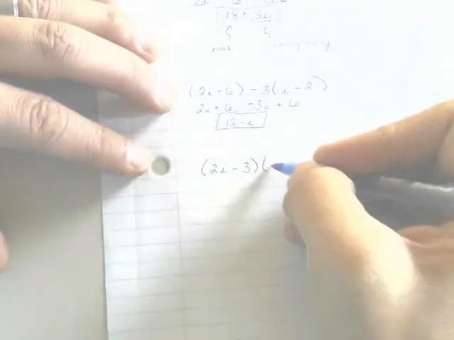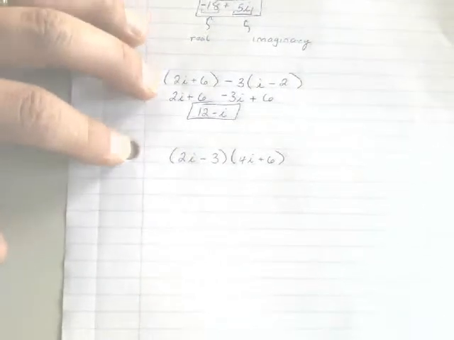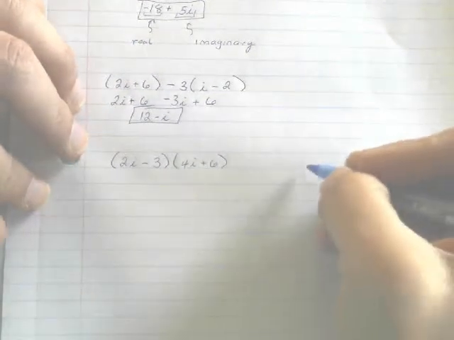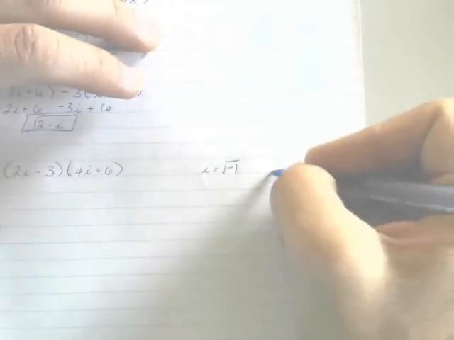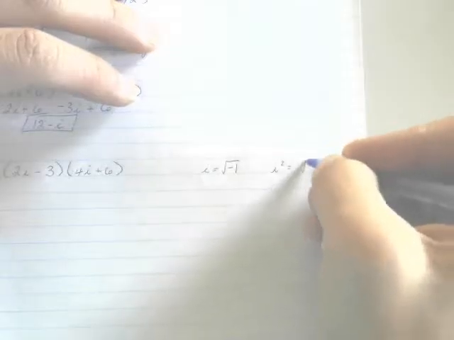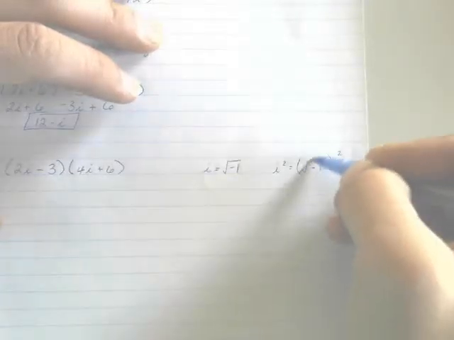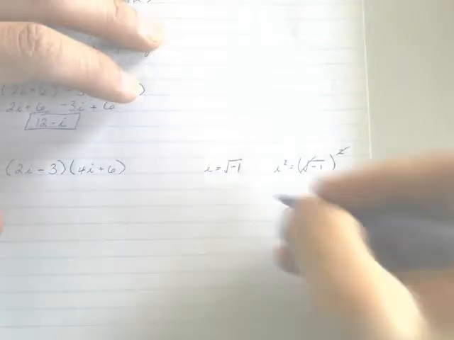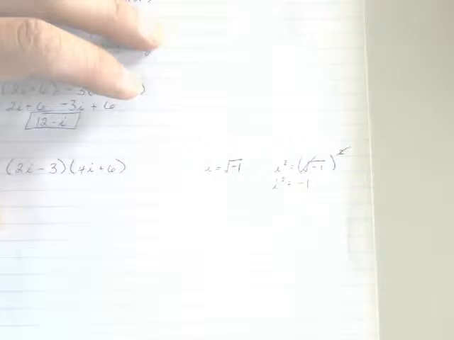The same is true for multiplication. 2i minus 3 times 4i plus 6. Very much the same idea. The only thing we have to remember here is i is equal to the square root of negative 1. So i squared must equal the square root of negative 1, squared. What to remember about the job of a square root and a square is that they undo each other. So i squared is actually not imaginary at all. i squared is just negative 1.